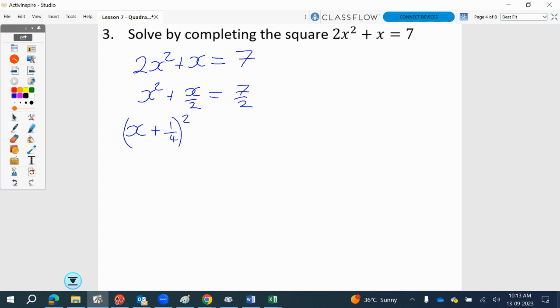So we need to remove b squared. What's that going to be? So 1/16, 7/2. So I think I've got the 1/4. Half of a half. So x plus a quarter squared is going to be 57/16.